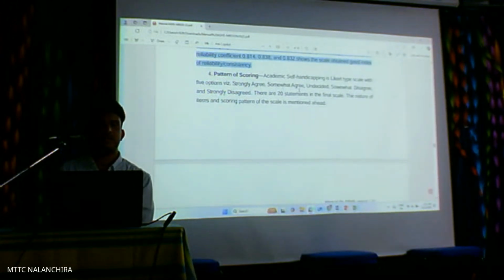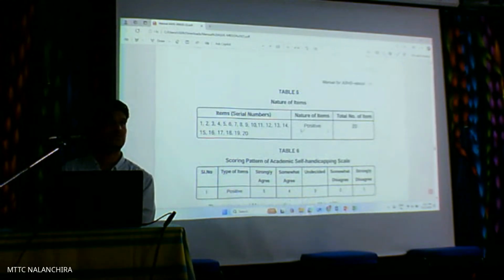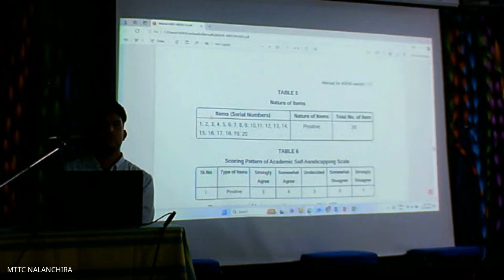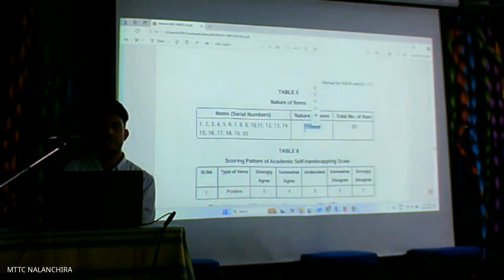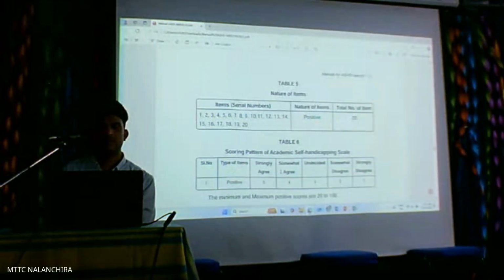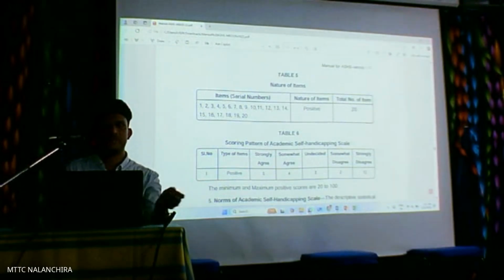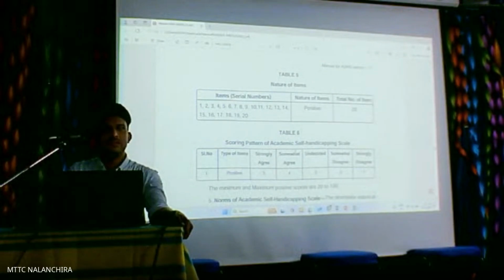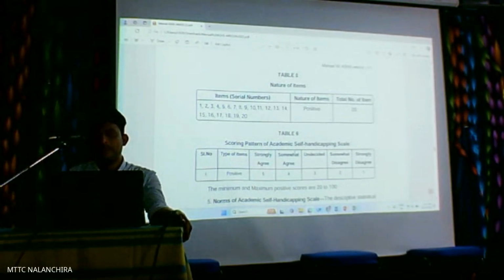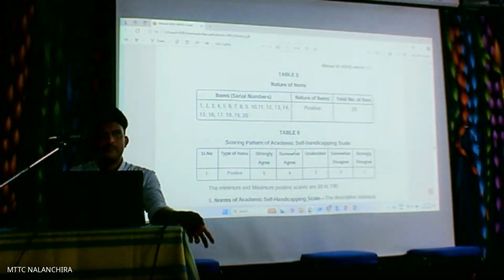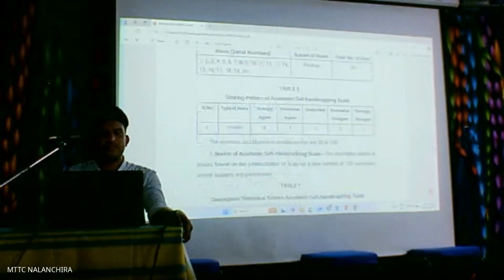Pattern of scoring is written. Positive and only positive scores we have, no negative. So all the scores, the nature is given, the style of giving, strongly agree and so on, that way it is a 5-point scale. This is all about the preliminary aspects of validation. Any confusion? Now, all this we have discussed.